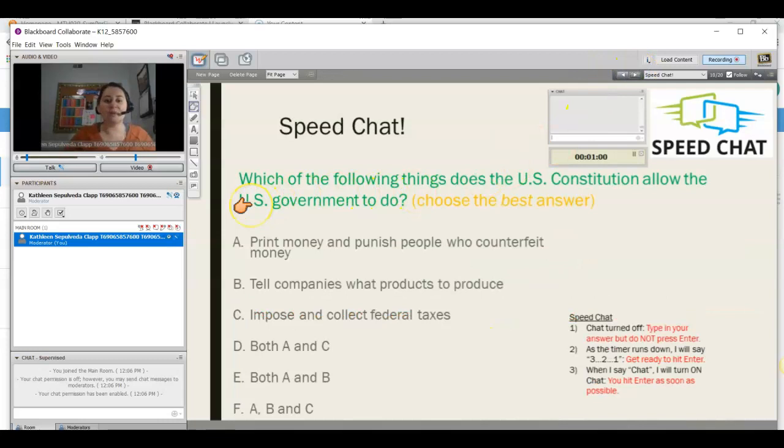All right, so let's talk about this. Which of the following things does the U.S. Constitution allow the U.S. government to do? I'm going to fill you in here, but it's going to be D, both A and C. The U.S. Constitution allows the U.S. government to print money and punish people who counterfeit that money, because you don't want anybody.